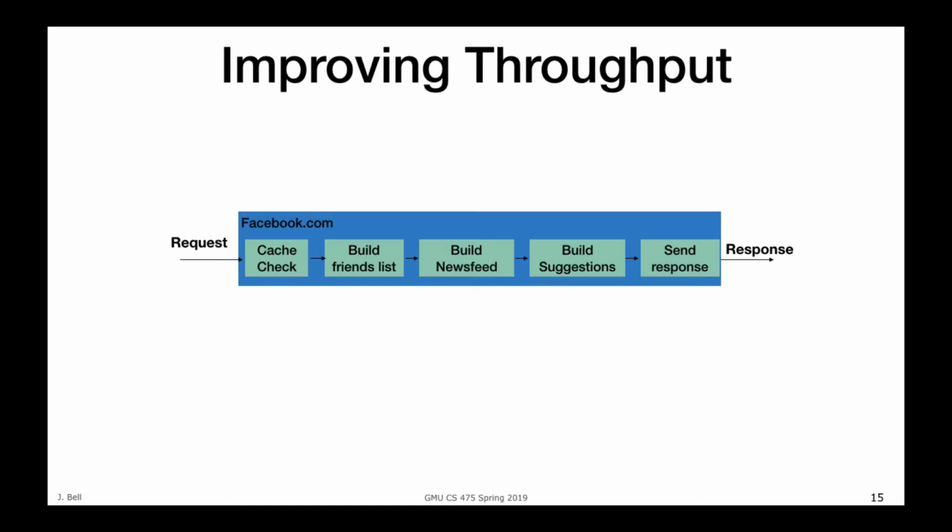How do we improve throughput? So let's consider this high-level sketch of what we can imagine might be how Facebook responds to requests. So when you make a request to facebook.com, there could be a whole big pipeline of tasks that have to happen before you get a response. Maybe there's some sort of cache to determine if Facebook can use some pre-existing result, and maybe it needs to build some components like a friends list and make your news feed to show up and make some list of suggestions that's going to show up on the side and then finally get the response back to you.